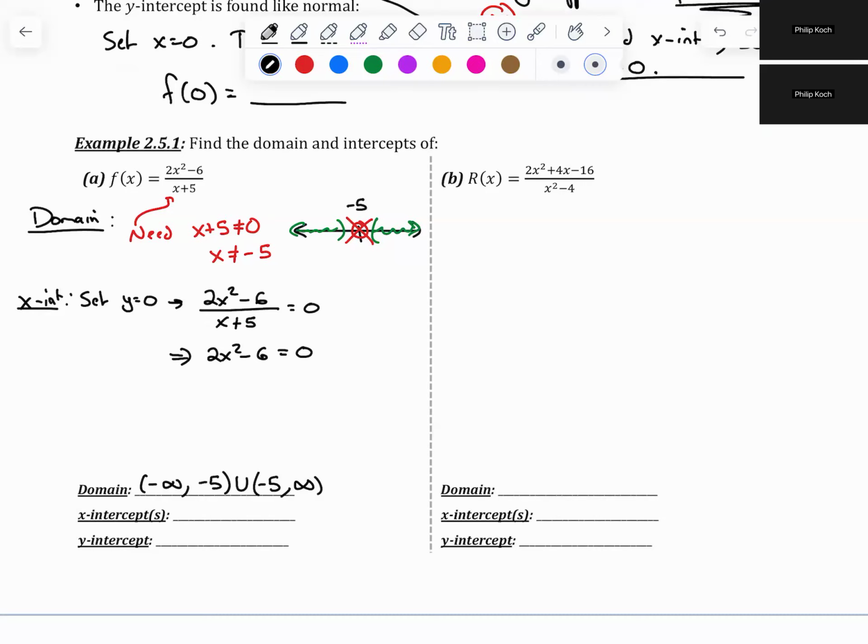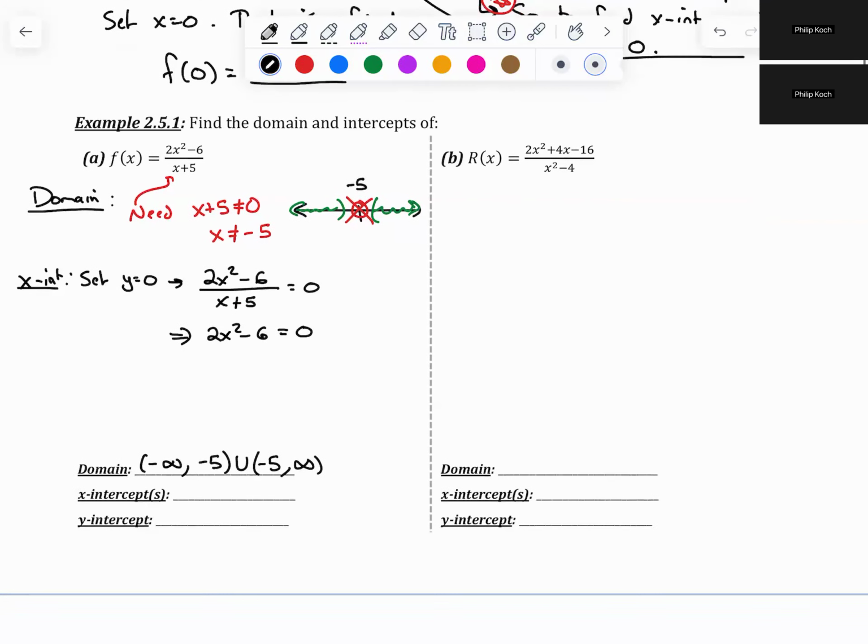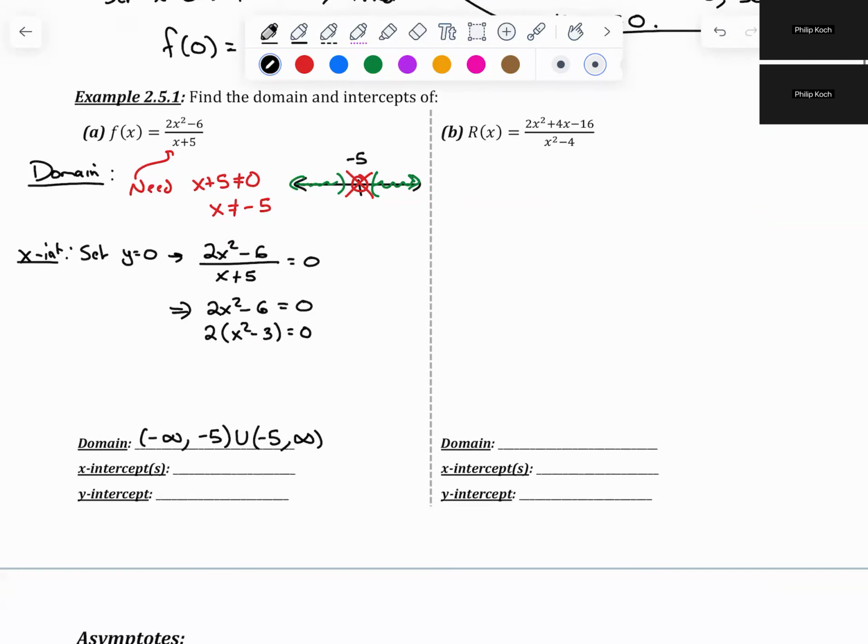And that factors somewhat nicely. There's a common factor of 2. And then it's x squared minus 3 is equal to 0. And so that will factor. That's a difference of squares, as we've learned, right? Anything can be a difference of squares if you want it bad enough. And so this is going to be 2 times (x plus the square root of 3) times (x minus the square root of 3) equals 0, which gives me the x-intercepts square root 3 and negative square root 3, or plus or minus the square root of 3, comma 0.